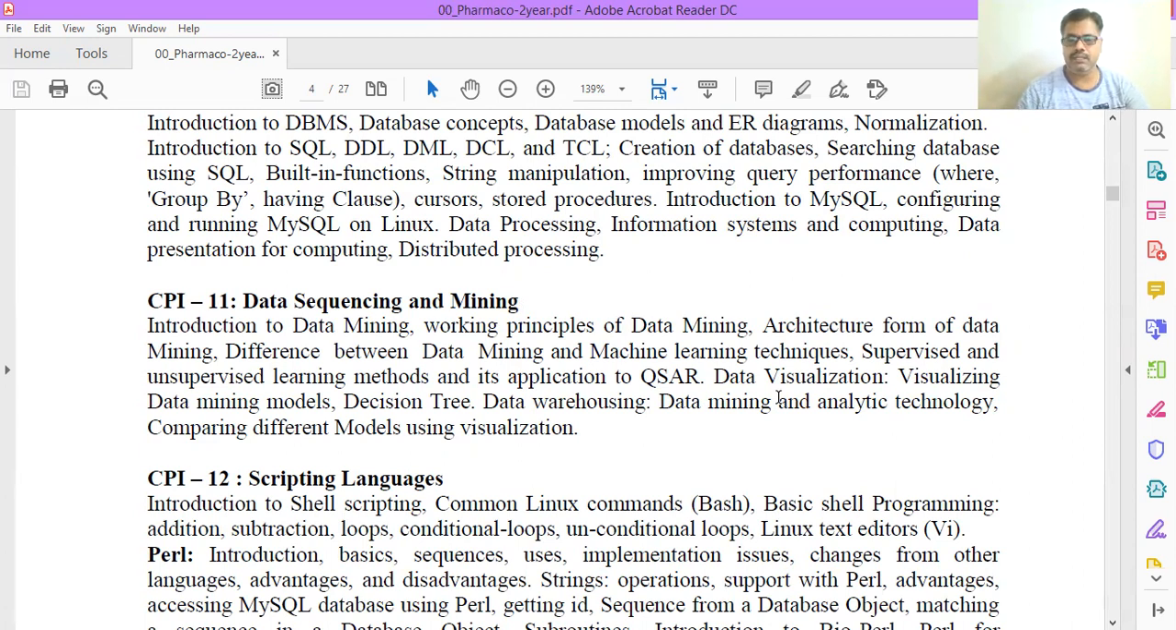And the other one is data visualization. Whatever analysis has been done in sequencing and mining, this is how we can project that information in a chart. So that is visualizing the data mining models. And different types of analysis are there.